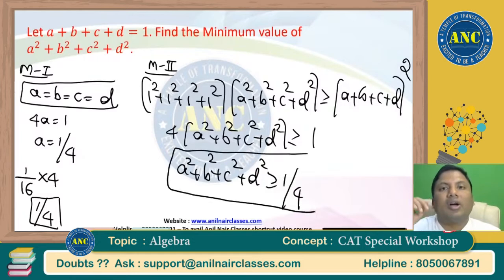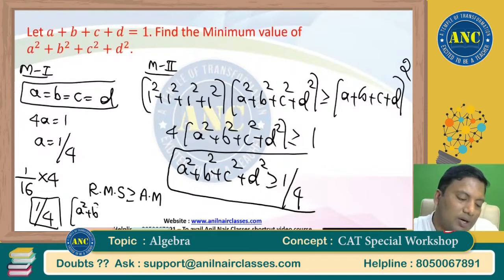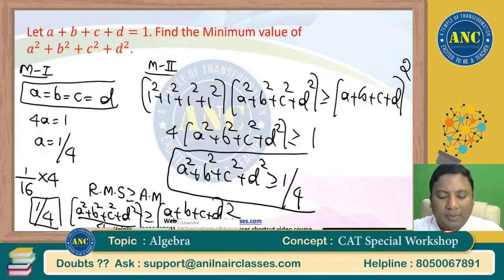Cauchy-Schwarz inequality also you can use to get this answer. You can also use root mean square greater than or equivalent to arithmetic mean. That also will give an answer. (a square plus b square plus c square plus d square) divided by 4 is greater than or equivalent to ((a plus b plus c plus d) divided by 4) whole square. A plus b plus c plus d is 1. 1 by 16, 4 by 16, it is 1 by 4.